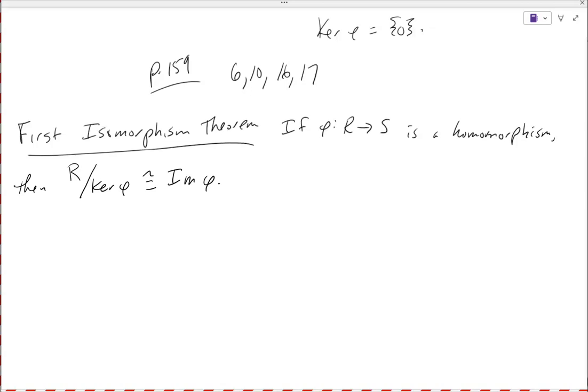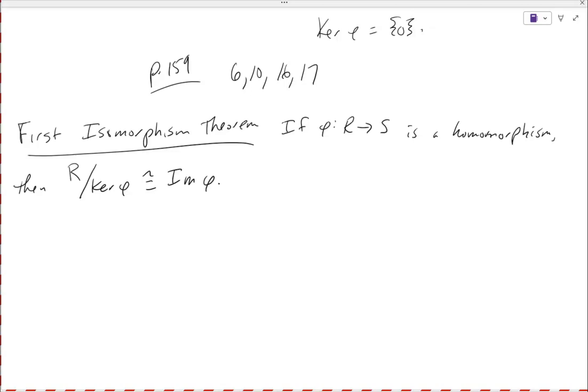So kernel again is what? The set of things that map to 0. Yeah, the set of things that map to 0, and then the image is all the possible outputs, right? The way your book states it is that it's a surjective homomorphism. Well, the fact that I'm talking about the image makes it automatically surjective. Okay. All right, pardon me.